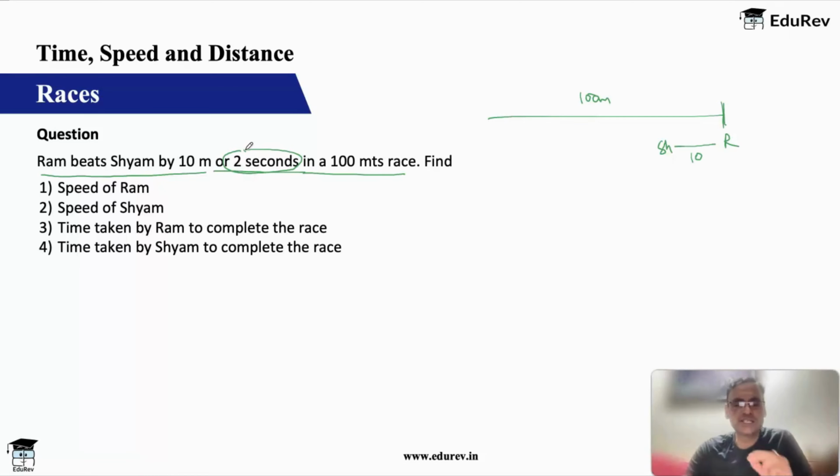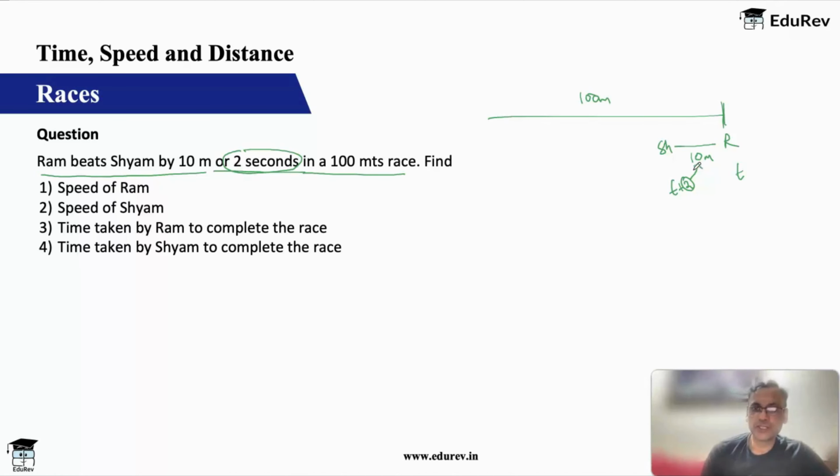That means in distance terms, the gap is 10 meters. In time terms, the gap is 2 seconds, which means Shyam will cover this distance in 2 seconds. So basically, if Ram completed the race in t seconds, Shyam will complete it in t plus 2 seconds. That means Shyam needs 2 more seconds to complete this 10 meters.